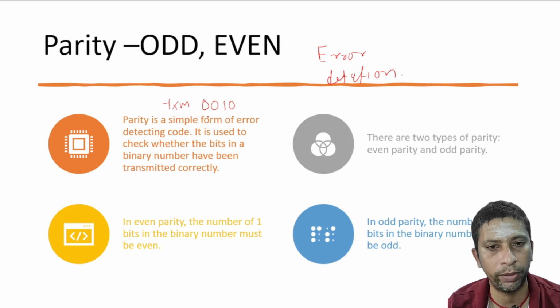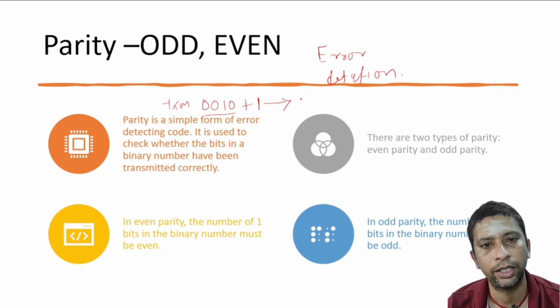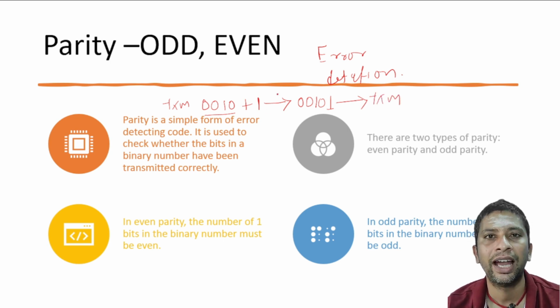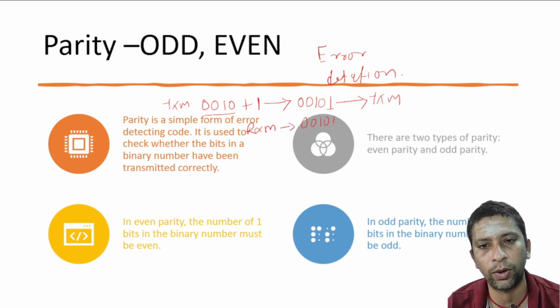If I am going to have 4-bit, I will be adding one more extra bit in the LSB or in the MSB, and I'll be transmitting this. With this extra bit, I will be transmitting this. And now in my receiver section, it will be receiving this value, 0, 0, 1, 1.